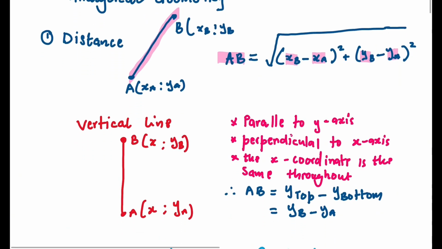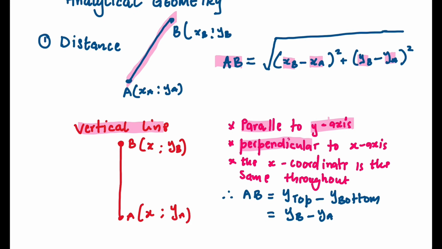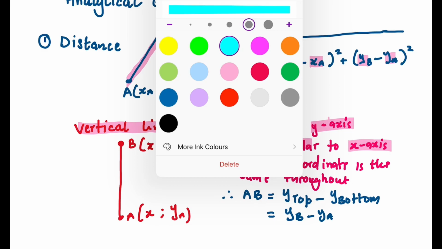And then we also have a vertical line. Sometimes they will ask you to find the distance for a vertical line. If the line is vertical, number one, they will say the line is parallel to the y-axis. Any line that is parallel to the y-axis is vertical. Number two, they will say it is perpendicular to the x-axis. If they say a line is perpendicular to the x-axis, that means that line is vertical. Number three, you will notice that the x value is the same throughout.